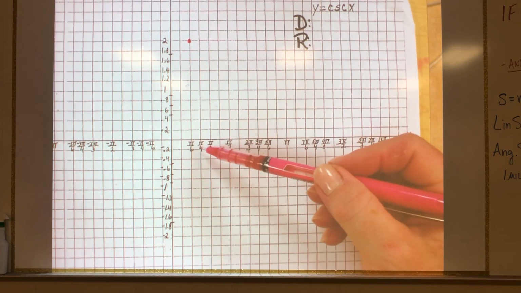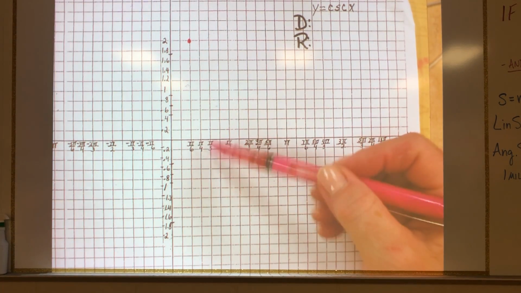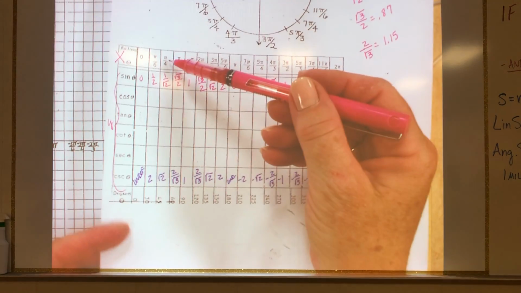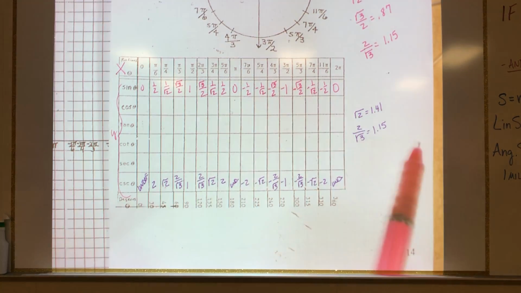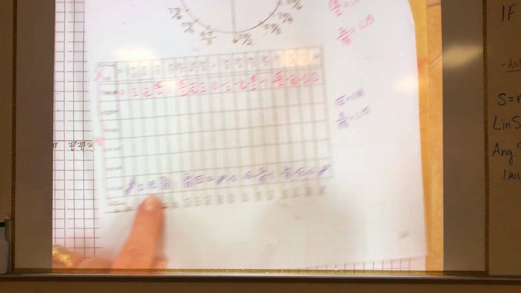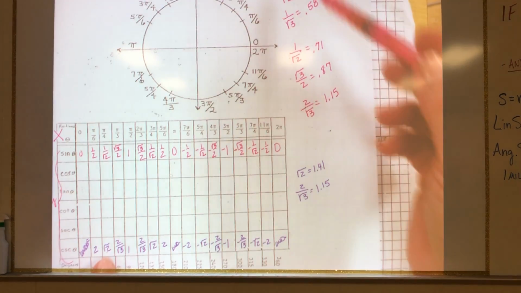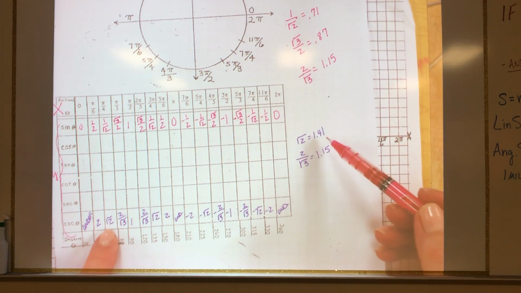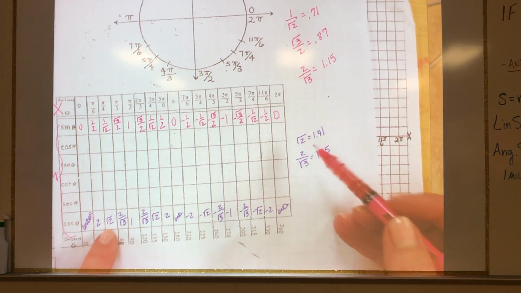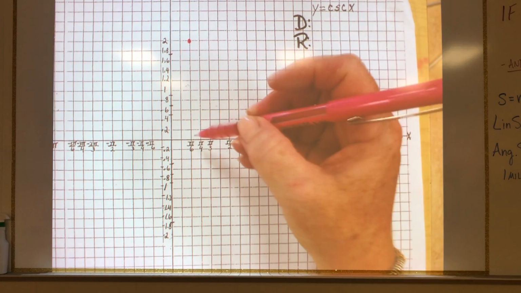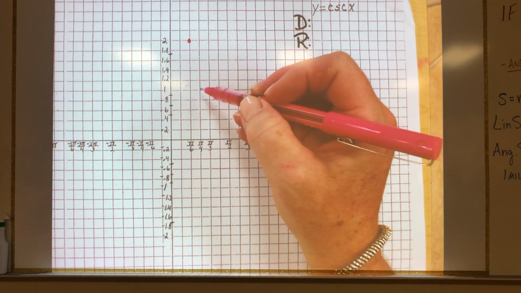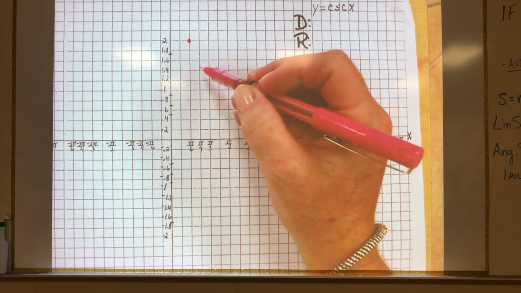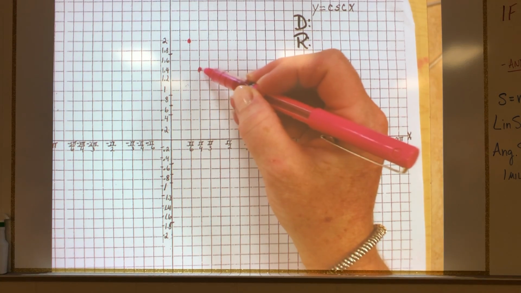The next thing I have is pi over 4 on my x-axis. So I go to pi over 4, and I go down here, and I have the square root of 2. So I look over here where I found all my values, okay? Remember we did them all? And I said the square root of 2, 1.41. So at pi over 4, it's 1.4, so just above the 1.4.